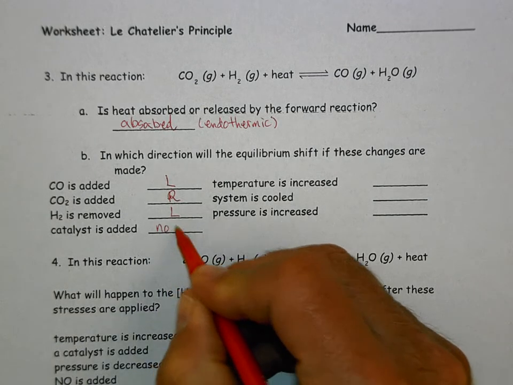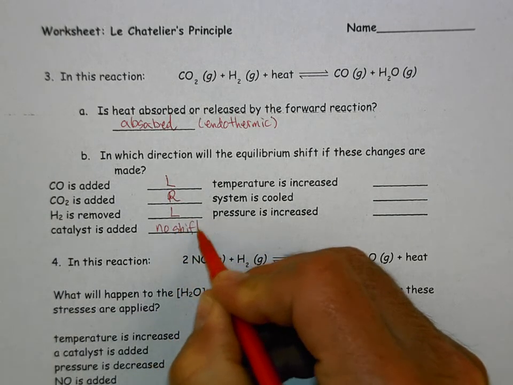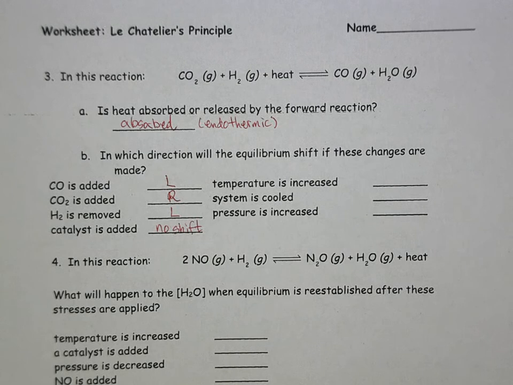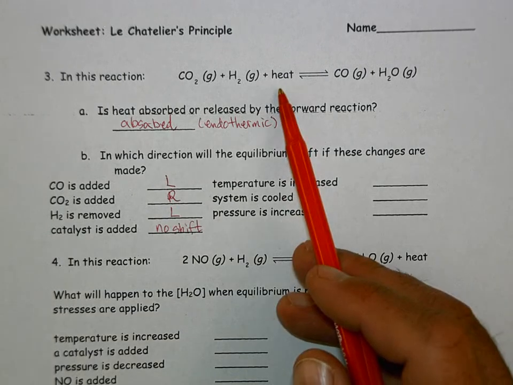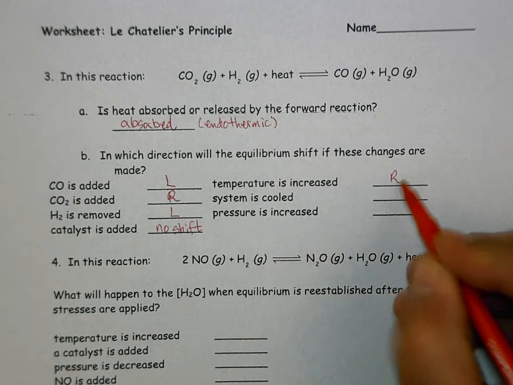We have no shift. Okay? It just goes faster. All right, but both directions go faster, so it gets to equilibrium quicker, but it doesn't change the concentration amounts. Okay, temperature is increased. Go away from the heat side. Go away from the kJ side. That's on the left. So we go right.